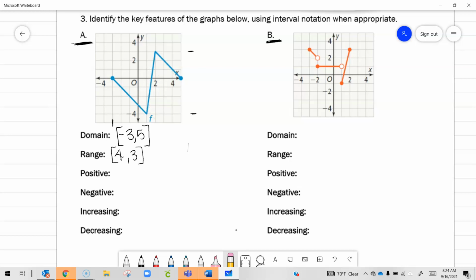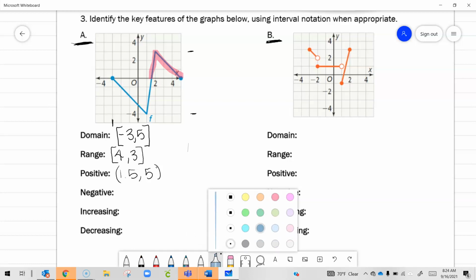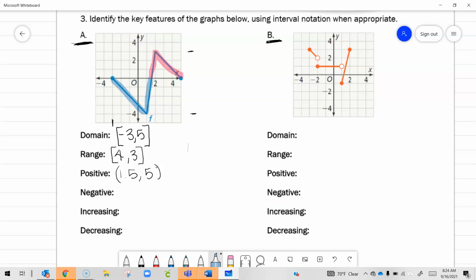Okay, so next we are going to talk about positive and negative. Again, that is above the x-axis where I've highlighted. And so it is positive. It looks to be about 1.5 all the way to 5. And I don't include either because there's 0 on those ends. That means that it's negative everywhere else below the x-axis, and so that is from -3 to 1.5, again not including either.